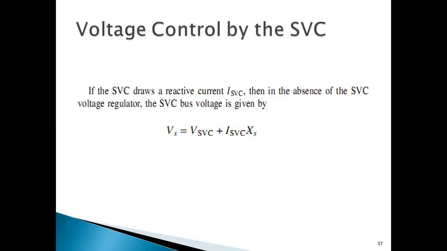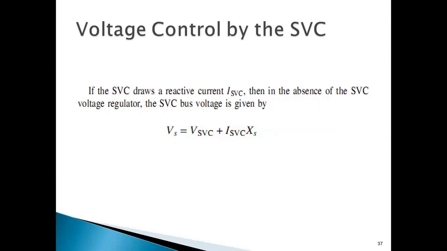Now ISVC, if it is increasing more, in case of inductive mode, VSVC will come down. Vs minus ISVC XS. If I keep on increasing this ISVC, in inductive mode the VSVC will come down. And the reverse case, when ISVC is minus, what will happen? Minus of minus will be plus. So the VSVC will increase. In capacitive mode, voltage is increased. This is how we have voltage control with the help of SVC in both inductive and capacitive mode. When I say control, I can either increase or decrease voltage by operating the SVC in both the modes.